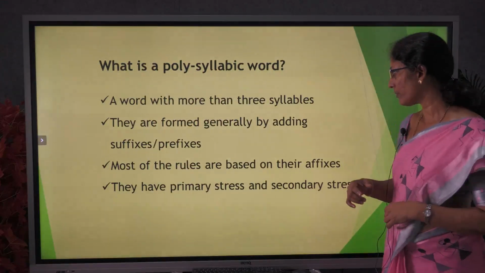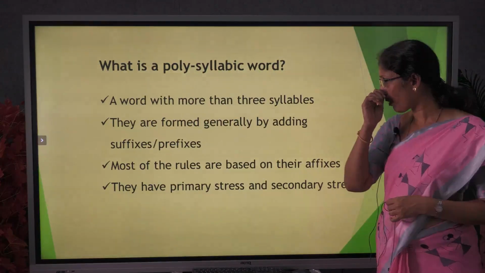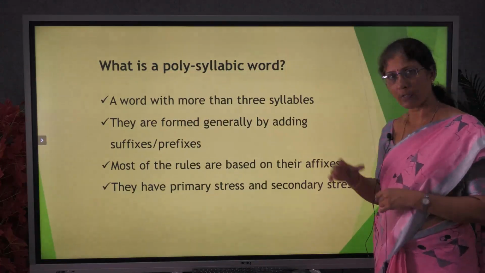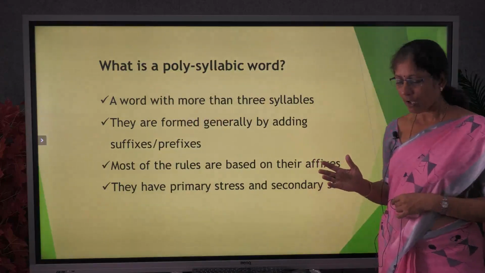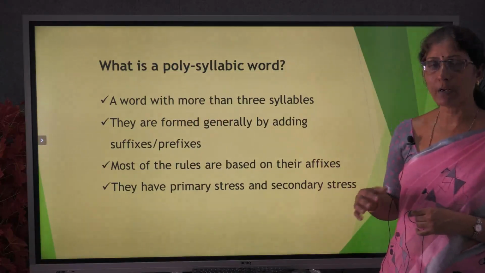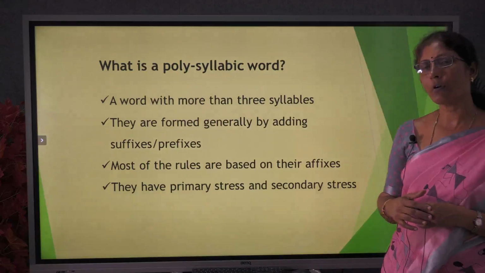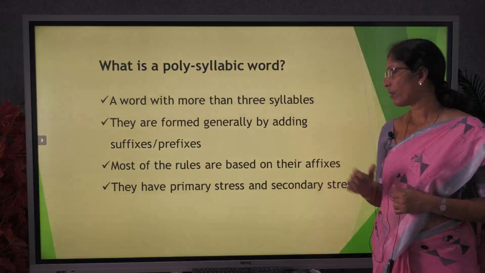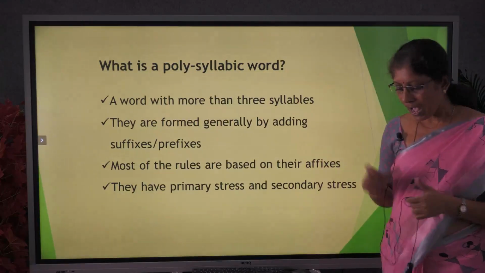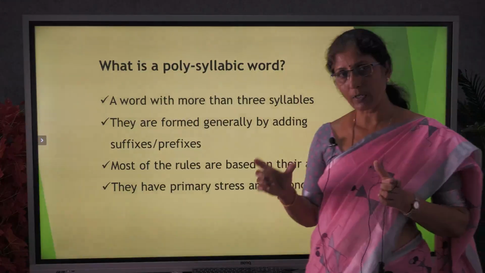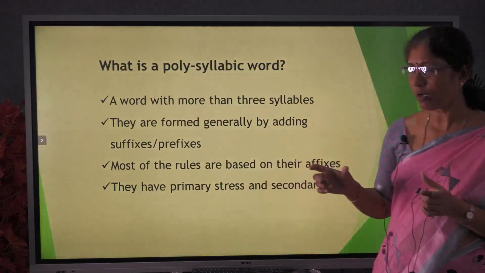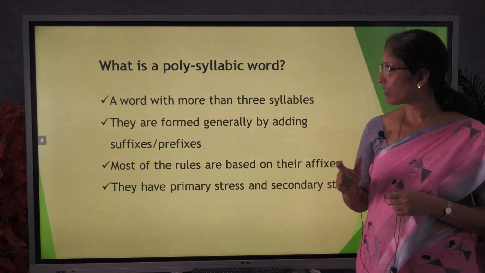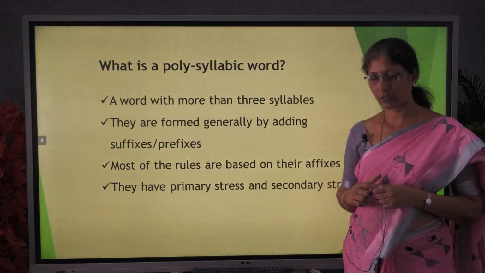So most of the stress rules for polysyllabic words are based on their affixes. Okay, of course, there is always a violation of a rule, but on the whole we can follow a rule for polysyllabic words. So as the length of the word is long, we have 2 stresses, right? One is called primary stress and the second one is called secondary stress.